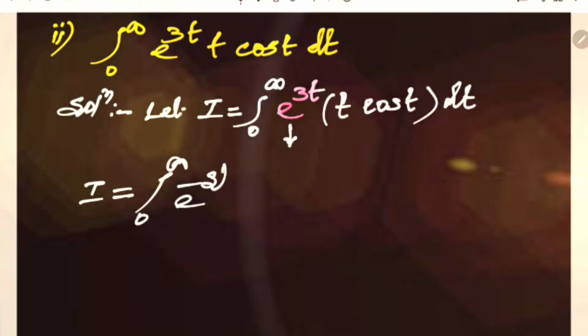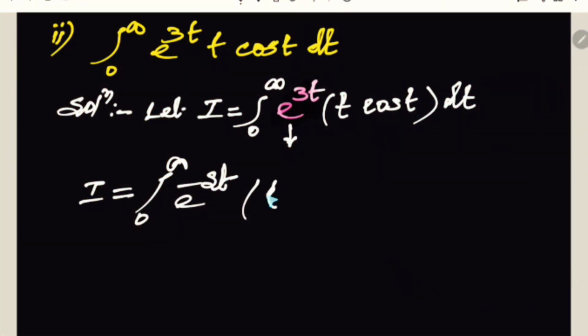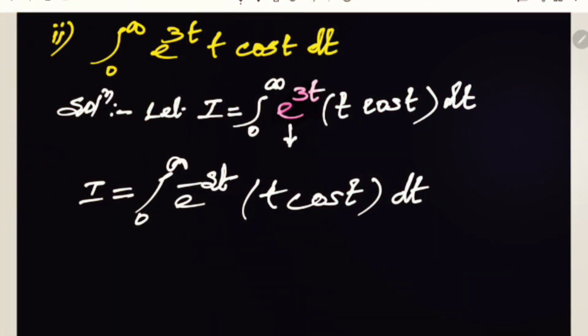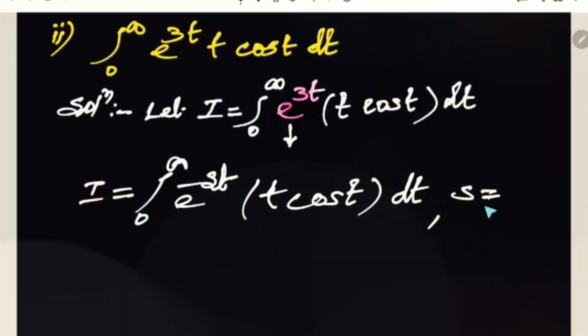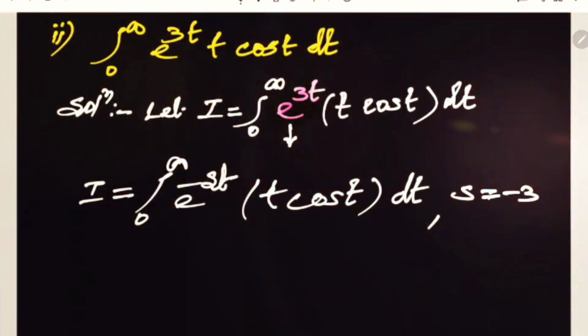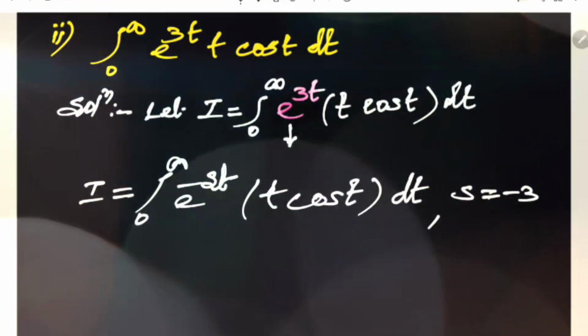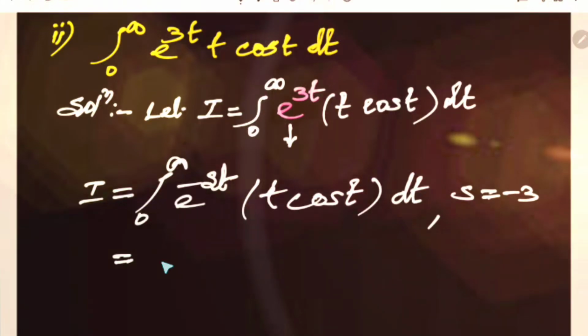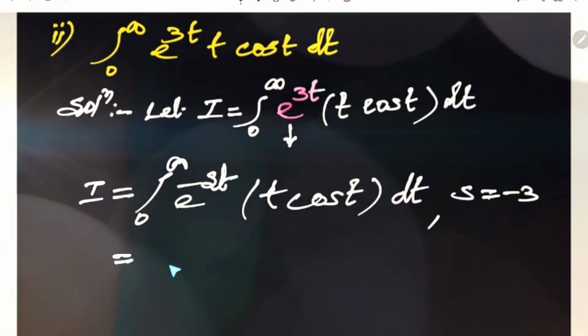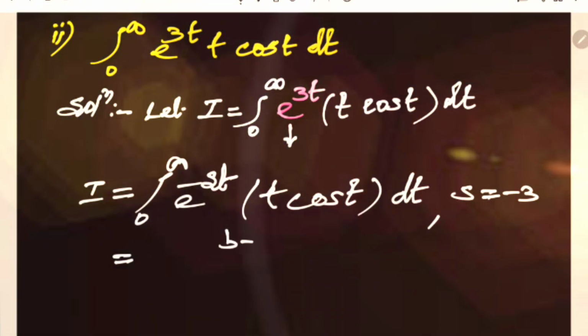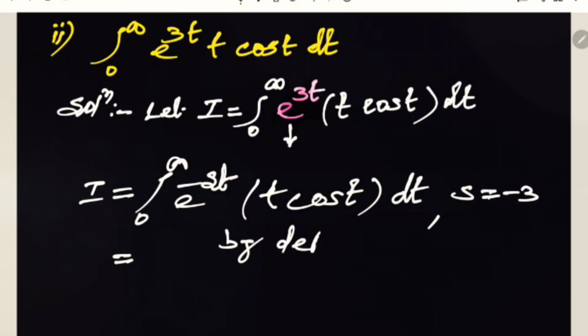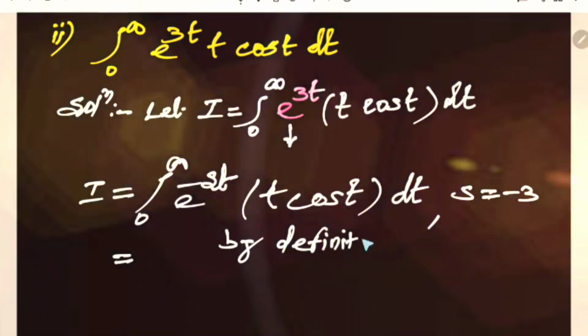This is the first step, into t cos t as it is with respect to t, and mentioning the value of s as minus 3. Minus of minus, we get plus 3, the original term. Then it is nothing but the Laplace of that function t cos t. It is by the definition of Laplace transform.